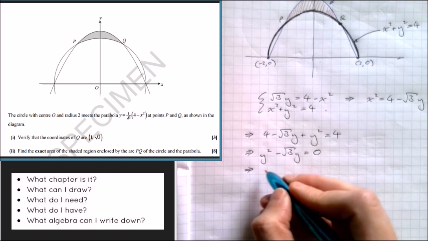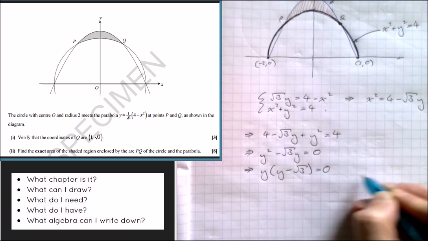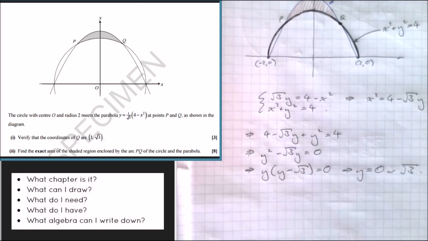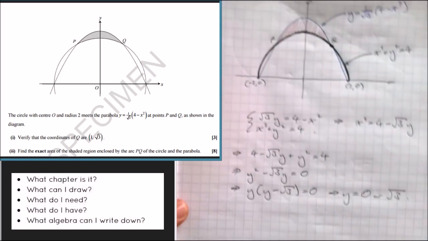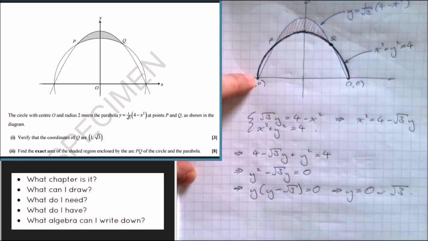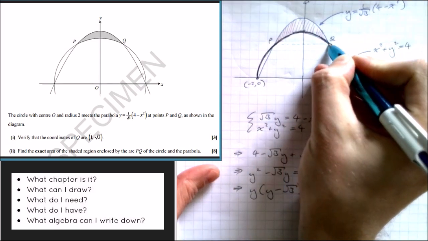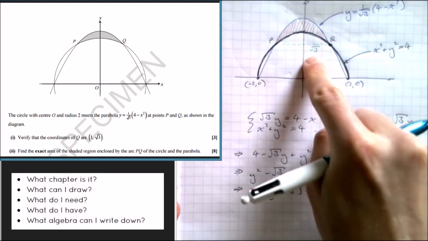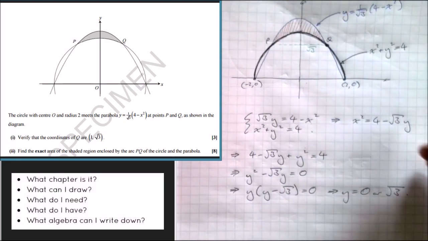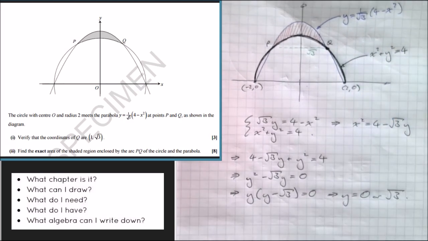So y equals 0 or root 3. It makes sense that y could be 0 because the curves meet here where y is 0. But this indicates to me that this height here is root 3. Okay, so that's got me my y value. I just need my x value. Which one do I want to plug it into? I want to plug it into the bottom one.